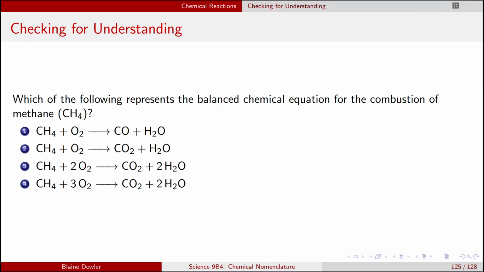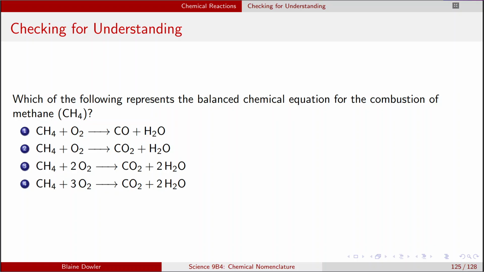Option 1 has one carbon on the left and the right, one oxygen on each of the left and the right, 4 hydrogens on the left, but only 2 on the right. So the hydrogens do not balance. It is not option 1. Option 2 has the same hydrogen problem. 4 on the left, but only 2 on the right.